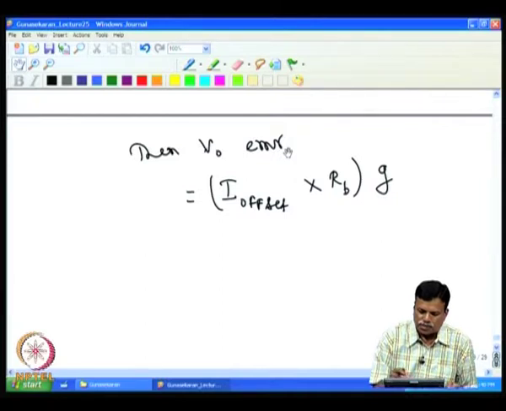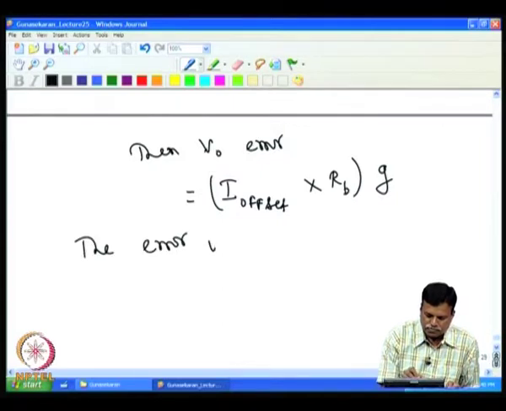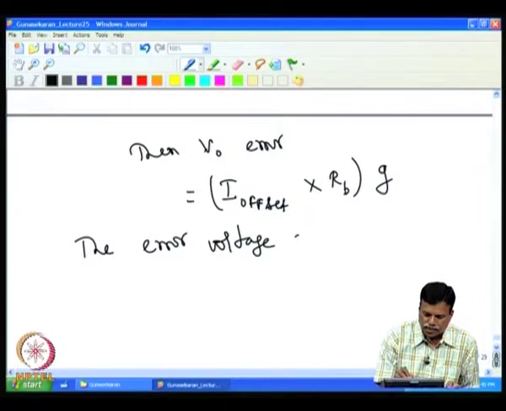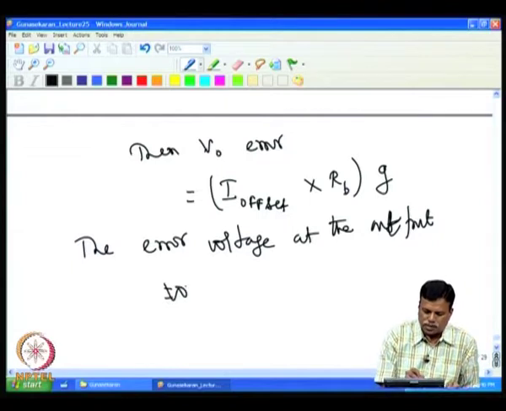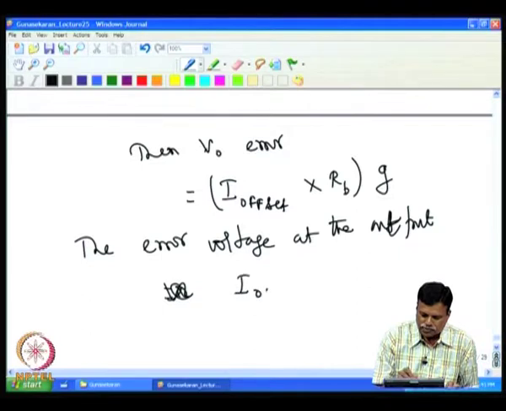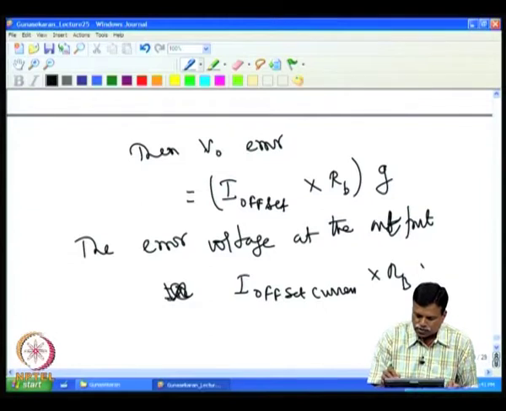So, the error voltage V0, that is the error voltage at the output, is equal to I offset current into RB into gain.